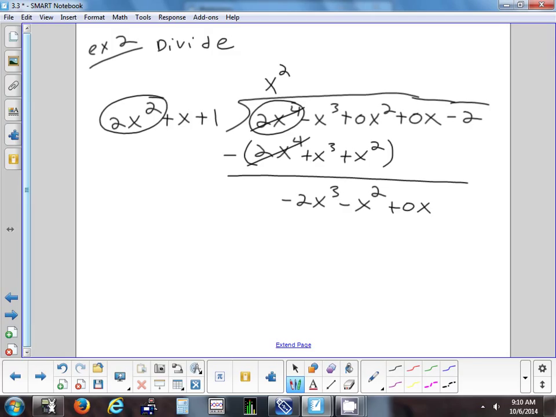Okay, so we take negative 2x cubed and divide by 2x squared. Orlando, what would that be? X. Close. Think about dividing a negative by a positive. Oh, wait, negative x. Let's check it. Negative x times positive 2x squared is negative 2x cubed. Negative x times positive x is a negative x squared. And negative x times positive 1 is negative x.